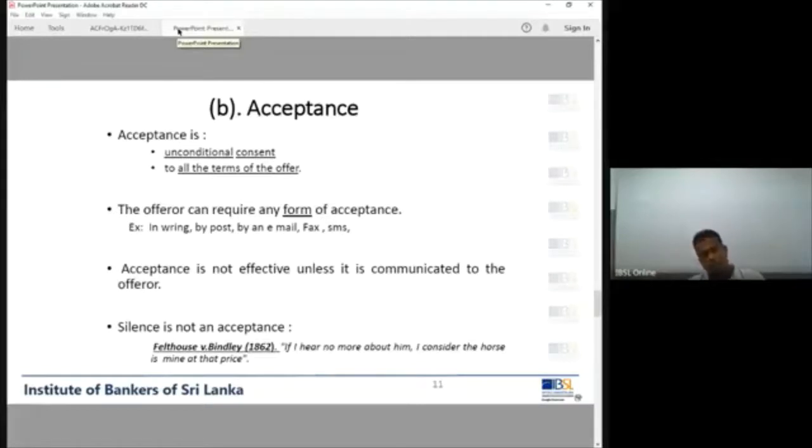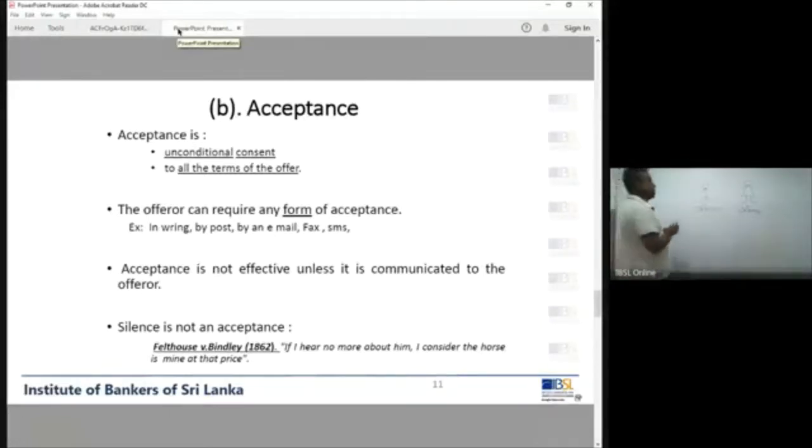Now, one party is making an offer, right? I will explain this. We say we are going to create a legally enforceable contract. So there are two parties. One party is the offeror. The other party is the offeree. So then this offeror makes an offer. Offer is a promise, as I told you.